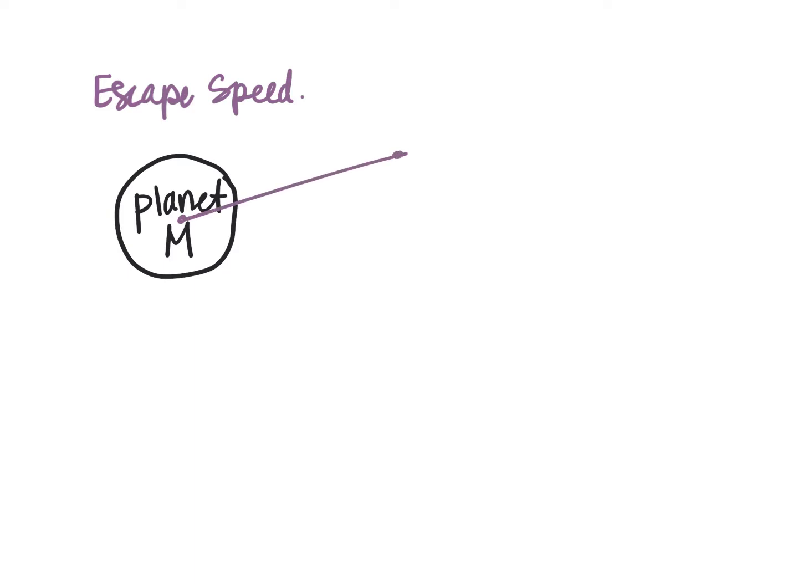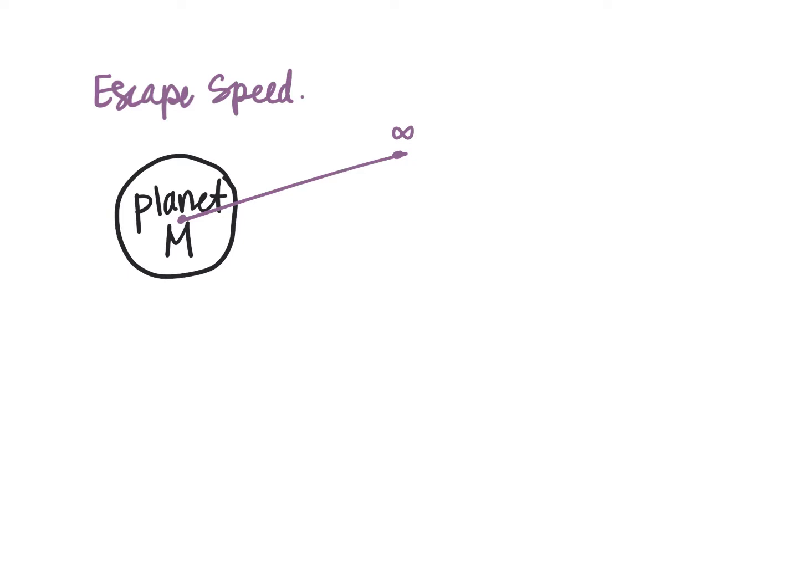Escape speed. This is the speed needed to leave a planet. So here's our planet, and let's say that planet has a mass m. Now maybe we have a rocket or something, and we want that rocket to be able to make it infinitely far away from our planet.